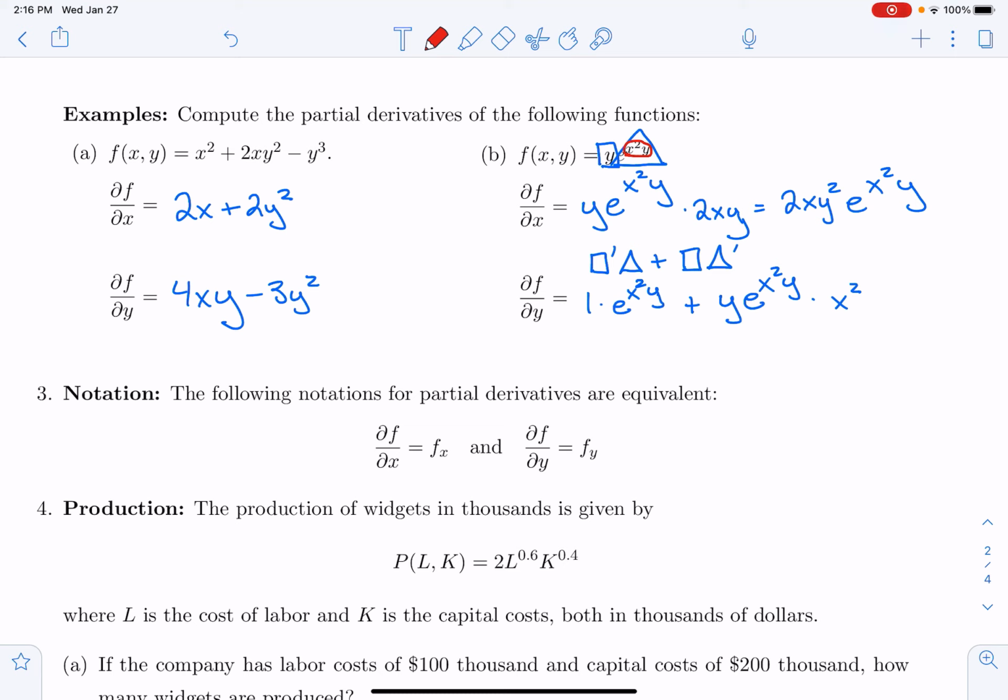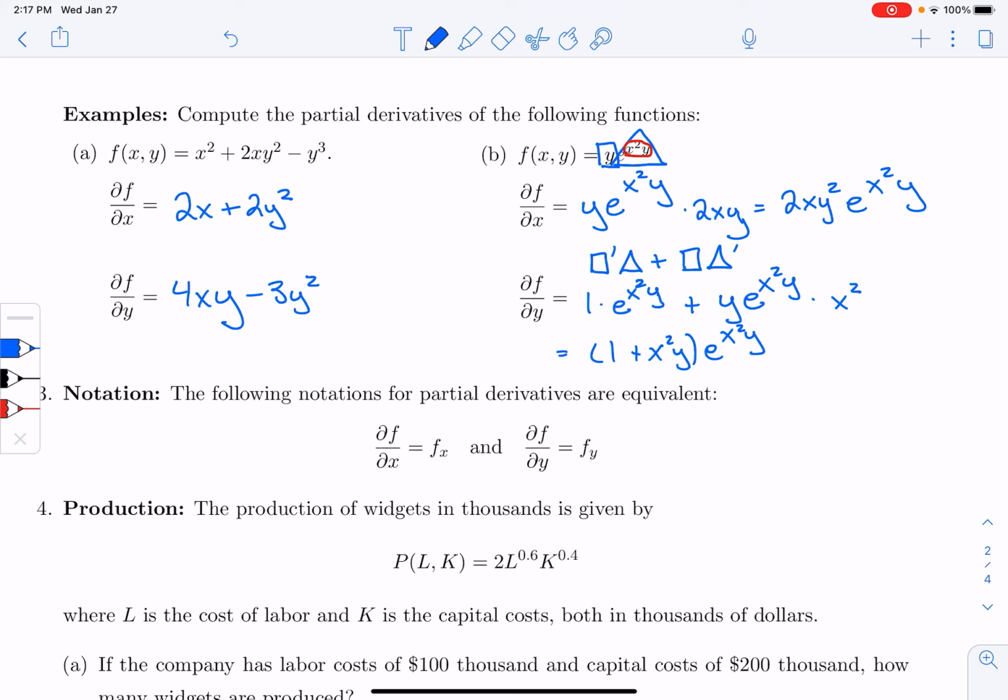Okay, so I can simplify this in some way if I like. There are lots of ways to simplify this. I could write this as 1 plus x squared y times e to the x squared y if I want to factor that out. And so that's the partial derivative of f with respect to y.